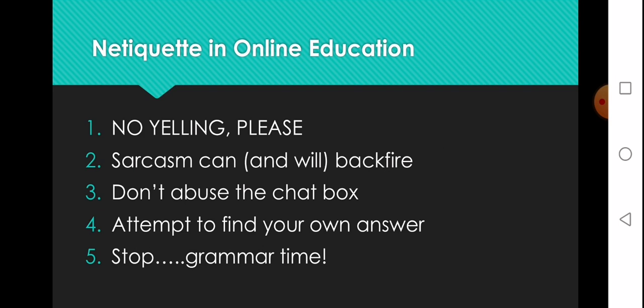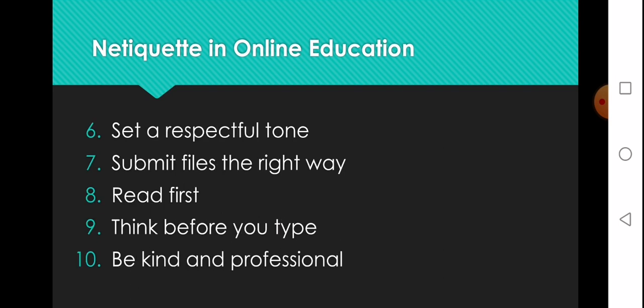Fourth, attempt to find your own answer. If you're confused or stuck on an assignment, your first instinct may be to immediately ask a question, but before you ask, take the time to try and figure it out on your own. 5. Stop, grammar time. Always make an effort to use proper punctuation, spelling, and grammar. 6. Set a respectful tone.